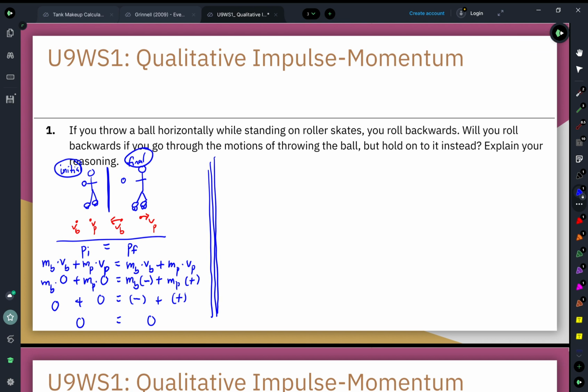However, this problem is asking us, will you roll backwards if you go through the motions of throwing the ball, but hold onto it instead? So I'm going to actually be drawing that setup, initial and final. Well, I'm probably going to have that same initial setup, a person holding onto the ball, and neither them nor the ball are moving.